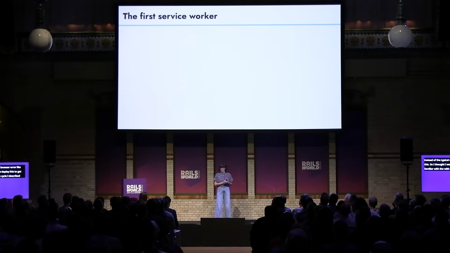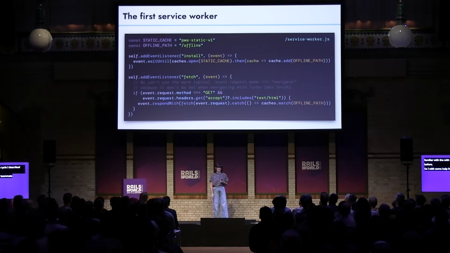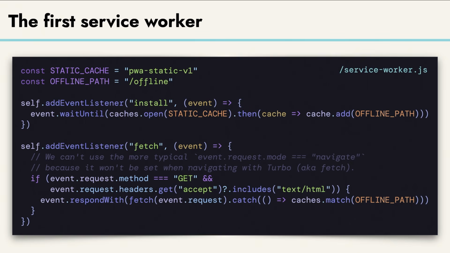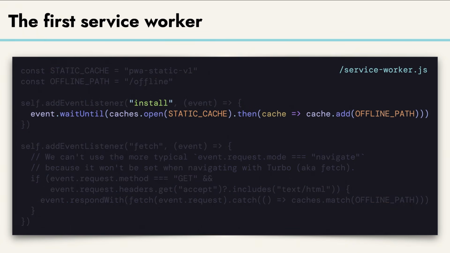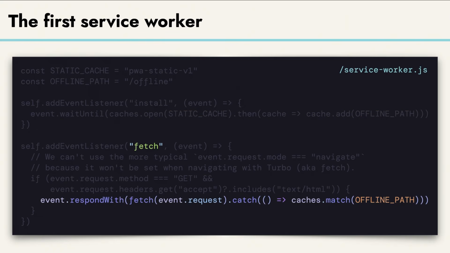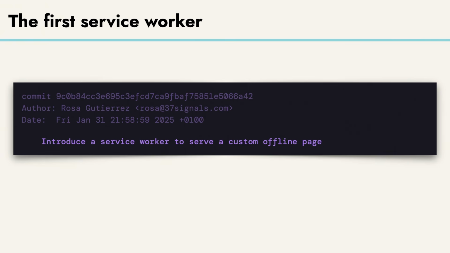So with some help from my workmate Jeff, I implemented this simple service worker to start with. On the install event, we fetch a custom offline page and store it in the cache. Then on the fetch event, we just respond by using fetch, which forwards the request to the network. And if there is an error, we just return the cached version of the offline page that we saved. So this was it. So simple, huh?